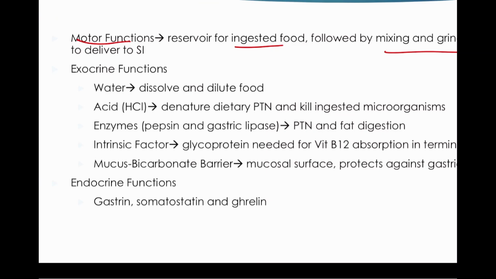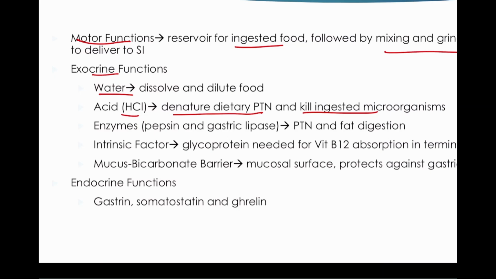The exocrine functions of the stomach. Okay, it's going to dump some water into there to help dissolve and dilute the food. So water gets dumped into your stomach. Acid via HCl denatures the proteins. Also kills any microorganisms. Having a low pH will kill the majority of the bacteria and things that get into our food. It's when there's too much of the bacteria or the virus or whatever, then the HCl can't take care of all of it, and some of it will get through, causing problems.